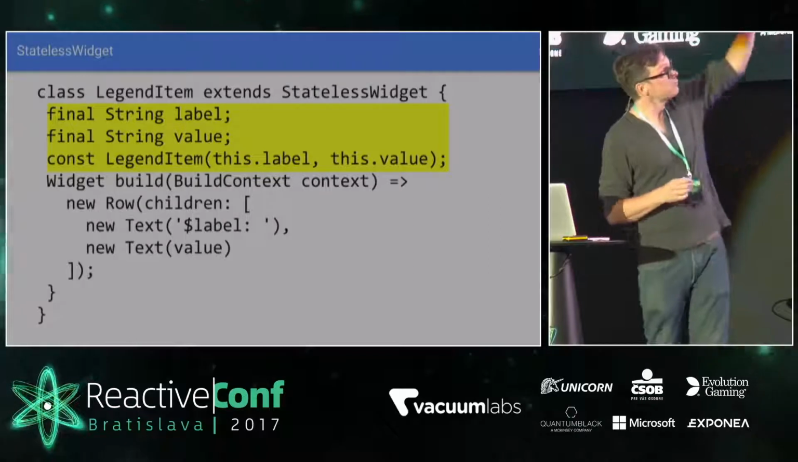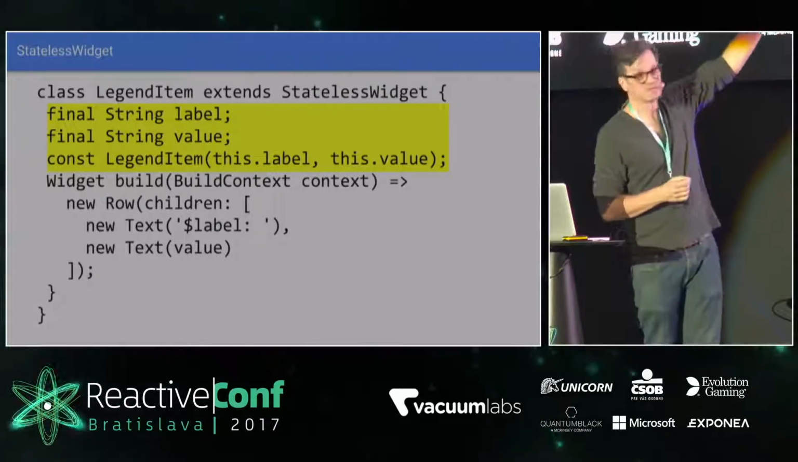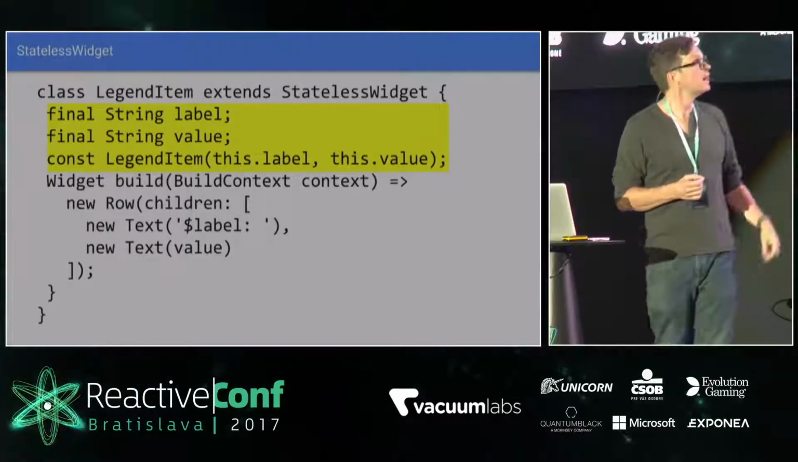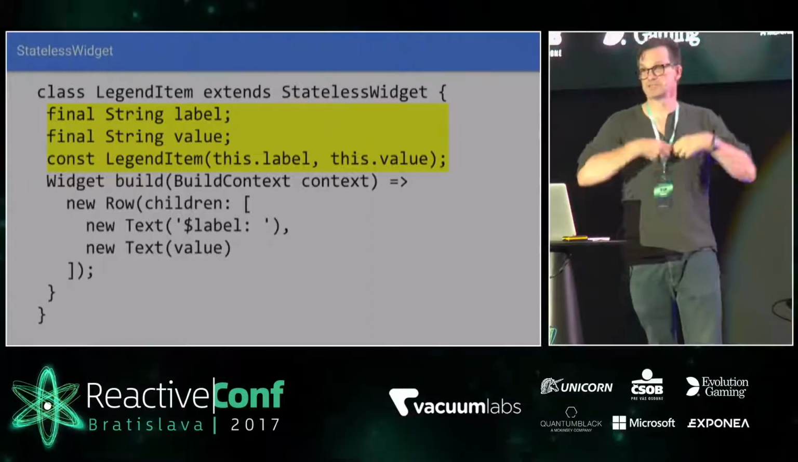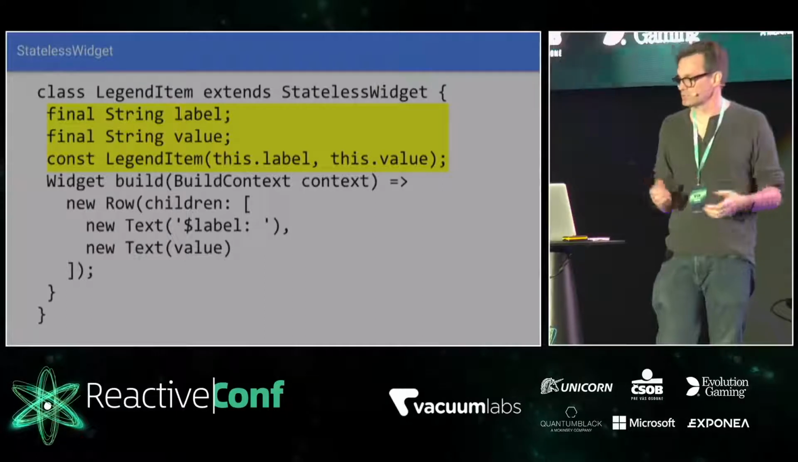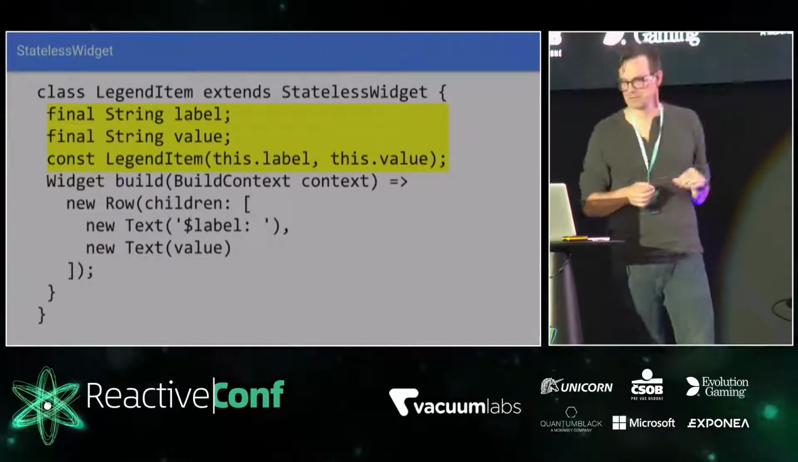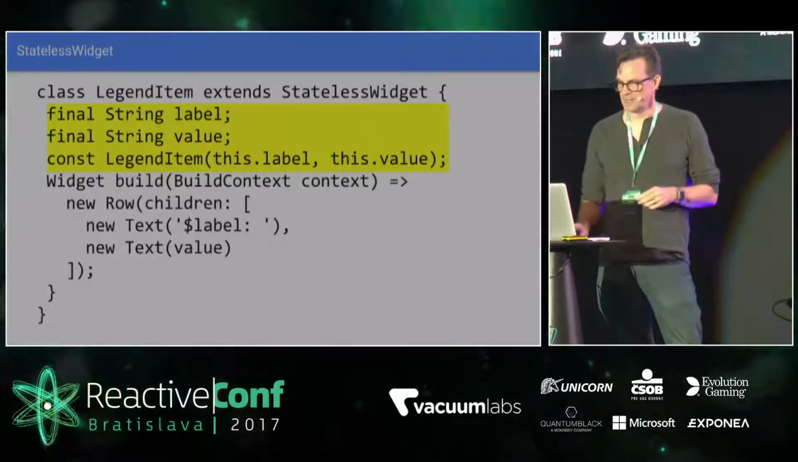Just a couple of things. It's got a couple of member variables. They're marked as final, which would be equivalent to ES6 const. It's got a const constructor, which means once you construct this object, it's never going to change. Widgets are always immutable by default, but you can even mark them const at a language level.